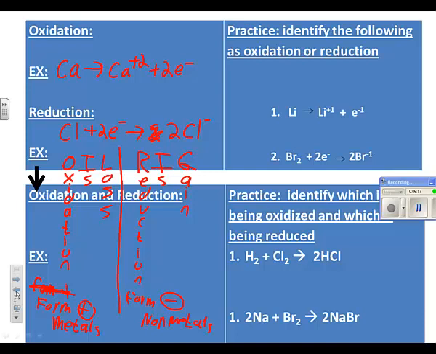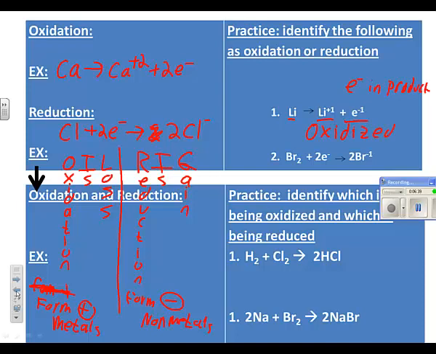So let's go over to the right, on the very top, where it says lithium. So we have lithium that turns into lithium with a +1 charge. We see a positive charge form. You should know that that's oxidation. And we have a loss of electrons because it's in the product, which means lithium was oxidized.